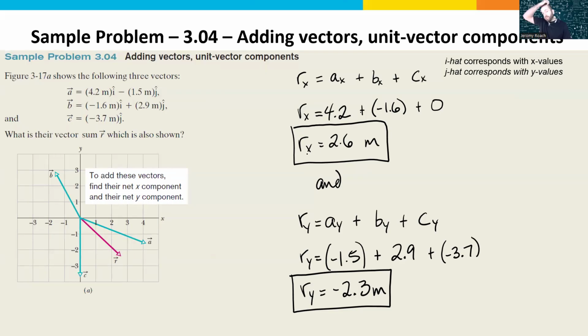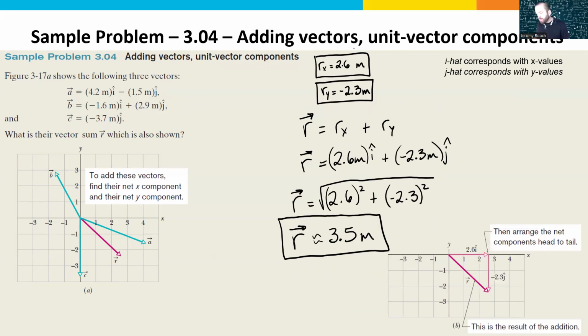Now for the Y component, we do the same thing. We add all the j hat components together. That is going to be negative 1.5. This negative distributes to the j hat. Then 2.9 for the j hat and negative 3.7 for the j hat. And we get negative 2.3 meters for the y component for vector R. So that's how we add those vector components together.